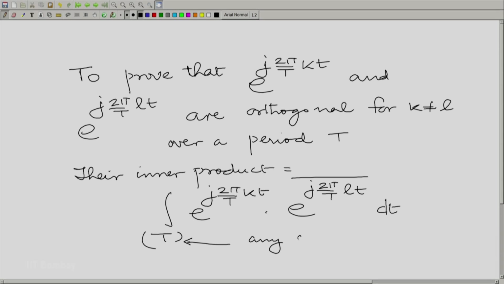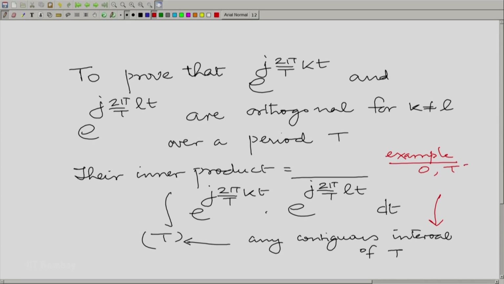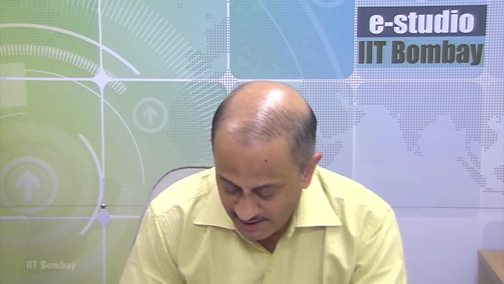Now, what this means is any contiguous interval of length T. You could take all these possible examples for a contiguous interval. It could be, for example, 0 to T, or it could be minus T by 2 to plus T by 2, or whatever, any contiguous interval of length T. That is what is meant here. Now, we need to evaluate this integral.